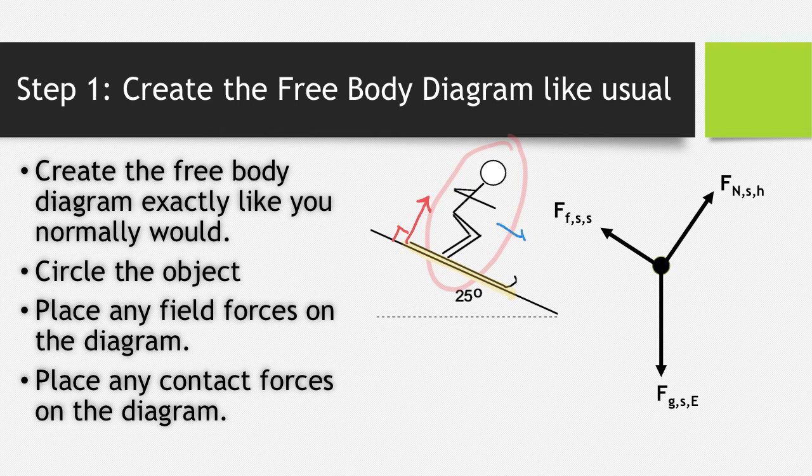So if the skier is headed down the slope, your frictional force is going to be in that direction, upslope. And you can see that I have that drawn onto the free body diagram, force of friction on the skier by the slope or the surface. And that's your free body diagram.